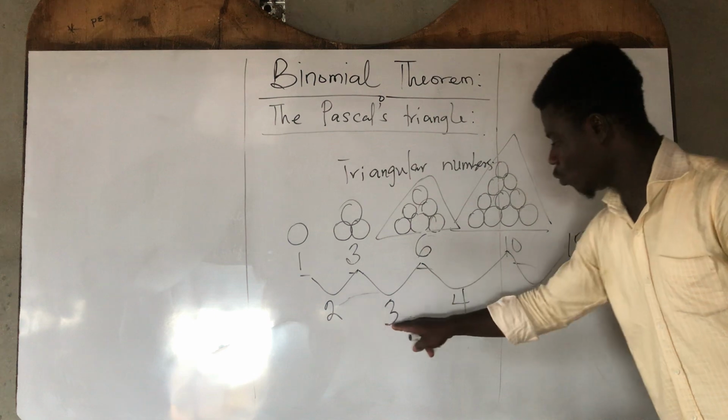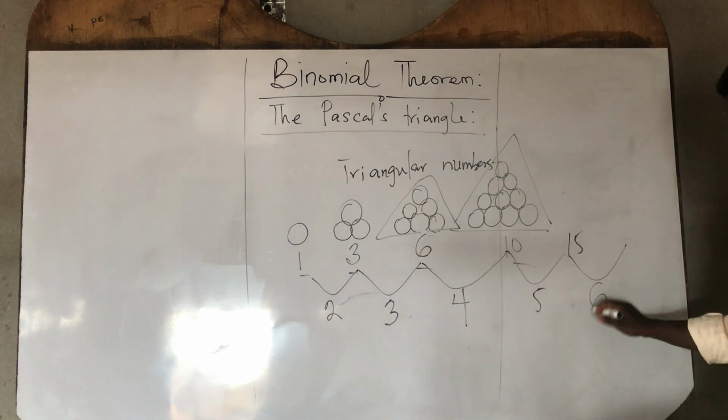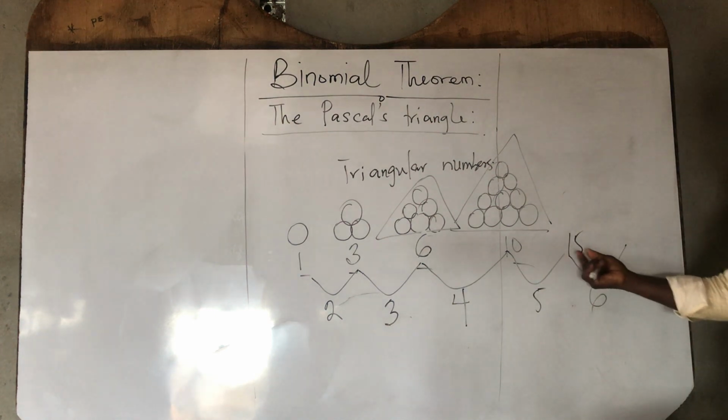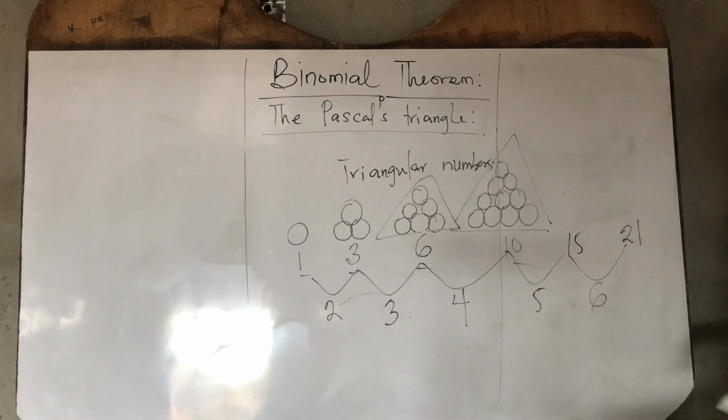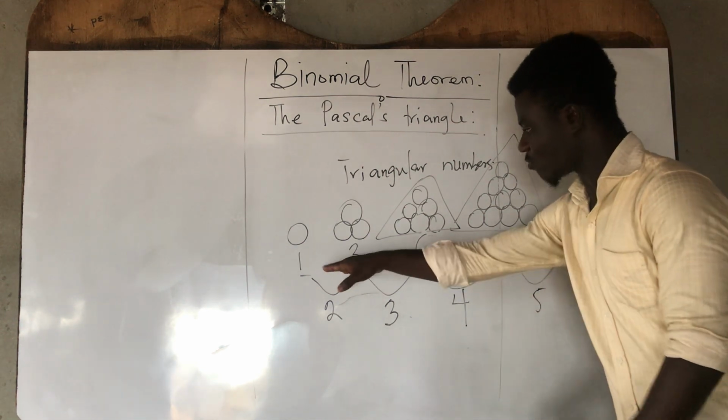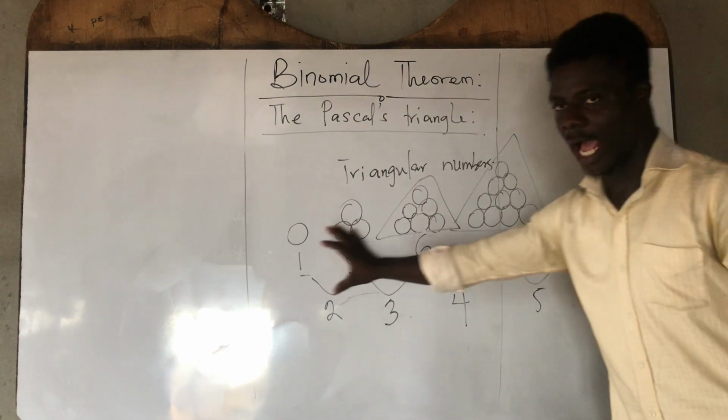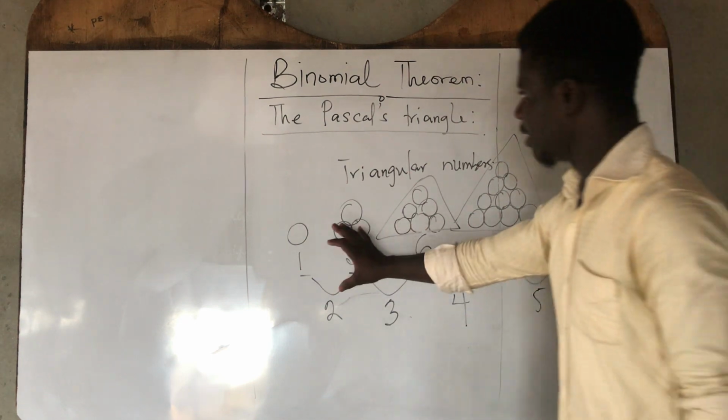Because we can see 2, 3, 4, 5, then here will be 6. When you add 6 to 15, you get 21. I believe you understand that. So the next difference will be 7, and when you add 7 to 21, you get 28. So these are the triangular numbers. That is how to generate the triangular numbers.